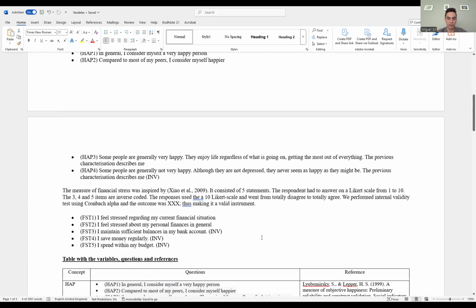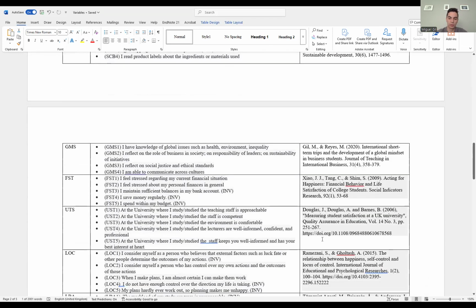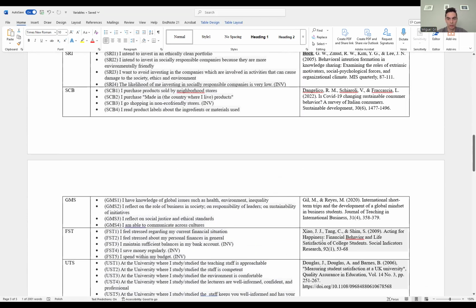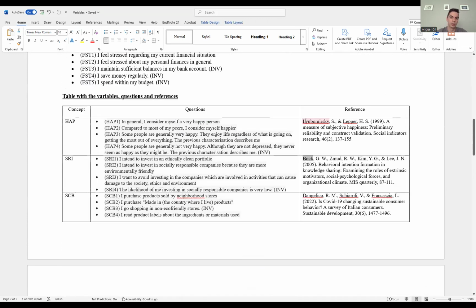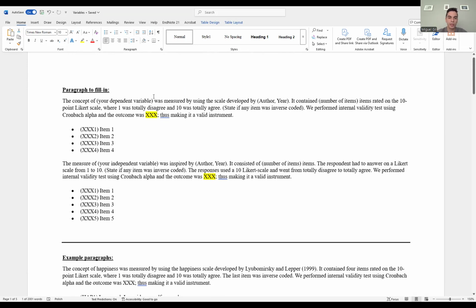You can find the author and the year here. You just need to put the reference in there. For works with many authors, remember it's Bock et al., 2005. If you have only one author, it's just the author and then the year; two authors is author 1 and author 2; three or more is with et al. So then you put that: Lyubomirsky and Lepper, 1999. It contains, and then you need to write how many items.